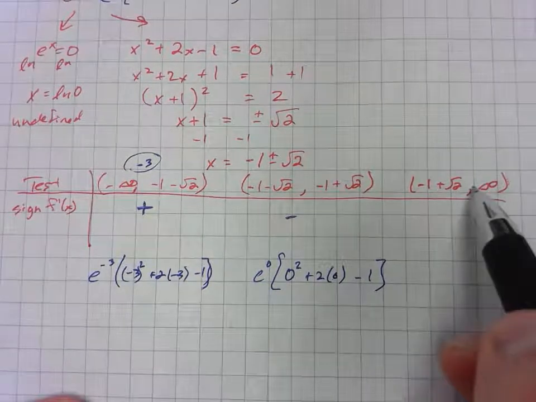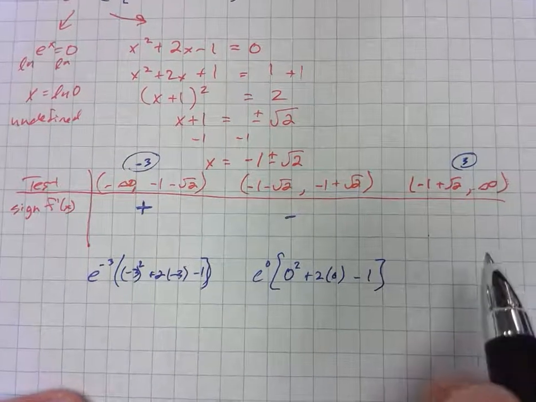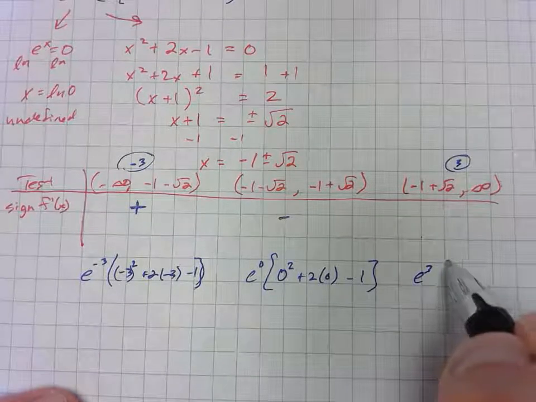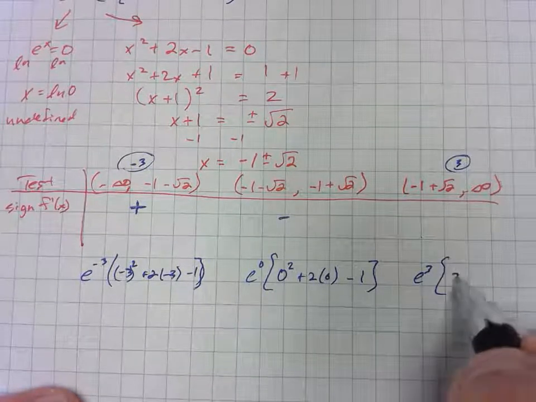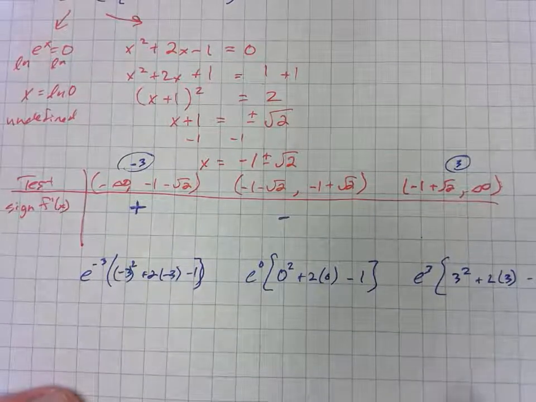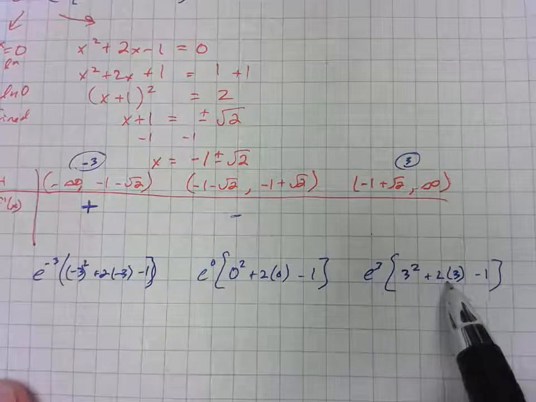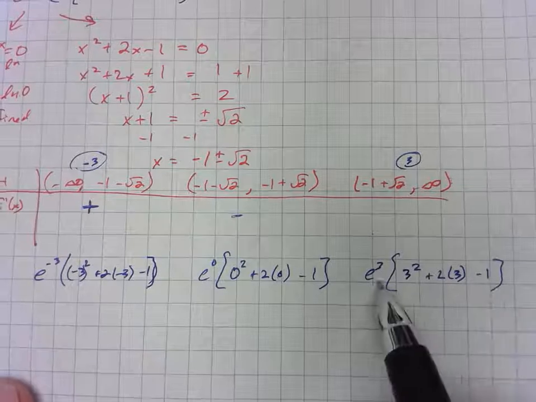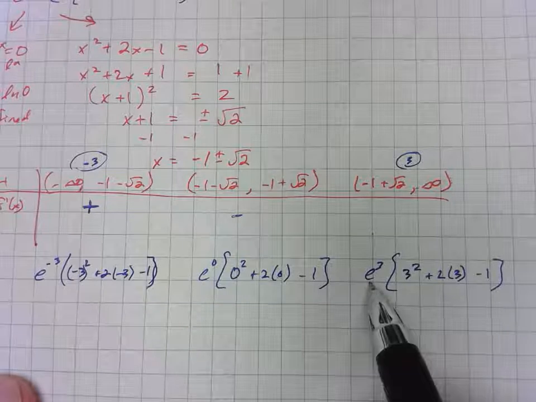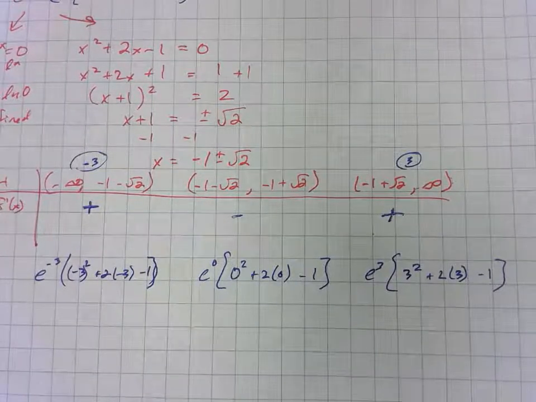And then for this one, instead of trying -3, I'm going to try +3. And plug it in, it's e to the 3rd times 3 squared plus 2 times 3, and then minus 1. And that's going to give us 9 plus 6 is 15, minus 1 is 14, times a positive number. So 14 is positive times e to the 3rd, which is positive, will give us a positive value of f prime.